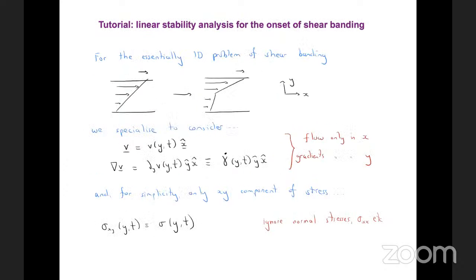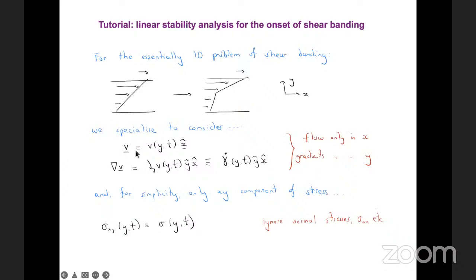Okay, now let's specialize to the problem of shear banding, which, at least for now, I'm treating as an essentially one-dimensional problem. So this initial state here is 0-dimensional, actually, in the sense that the shear rate is uniform across the gap. Here we have spatial variation in the one dimension, that is the spatial gradient dimension y. And we're going to specialize to consider then problems where the fluid is only flowing in the x direction.